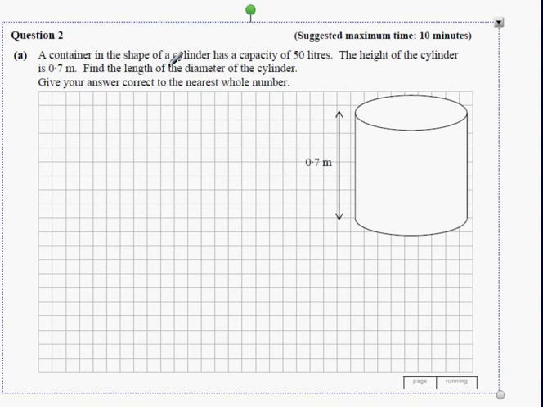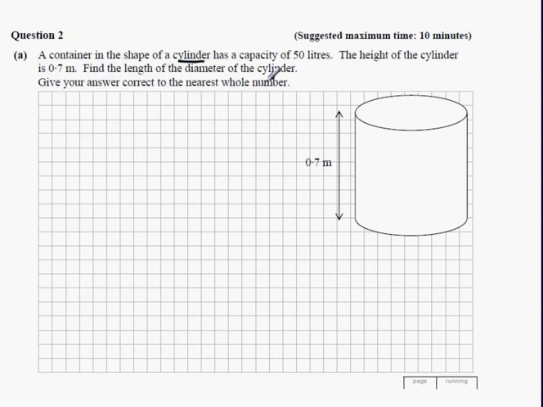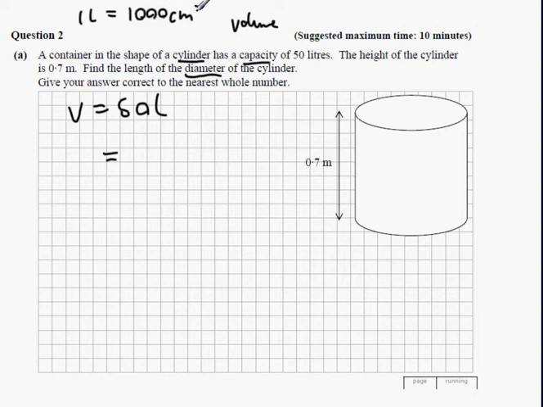Keywords here. Cylinder. Find the length of the diameter is your question. And it says capacity. Capacity is another word for volume. Now, volume equals 50 litres. Volume therefore is equal to 1 litre is, anybody? 1,000 centimetres cubed, or 1,000 millilitres.